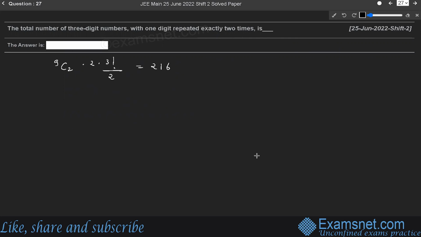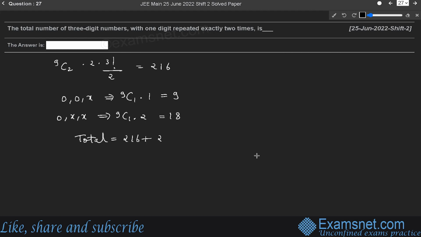Now, another case is when 1 digit is 0. So when 1 digit is 0, it means that 0, 0, x implies 9C1 into 1, which is equal to 9. 0, x, x implies 9C1 into 2, which is equal to 18. Therefore, total will be equal to 216 plus 27, which is equal to 243. So the correct answer for this question is 243.